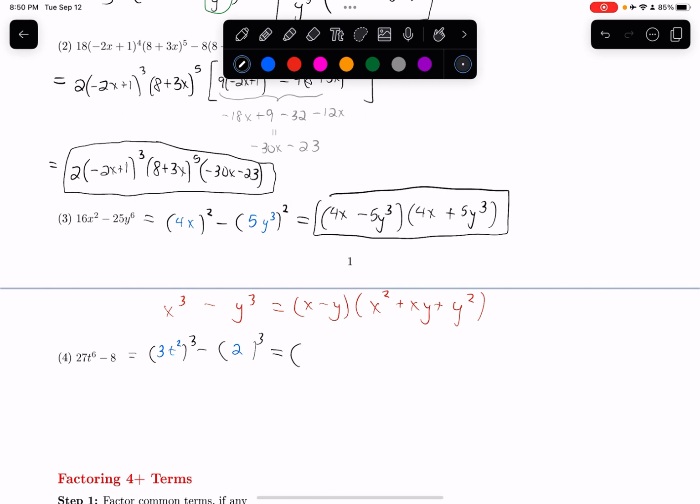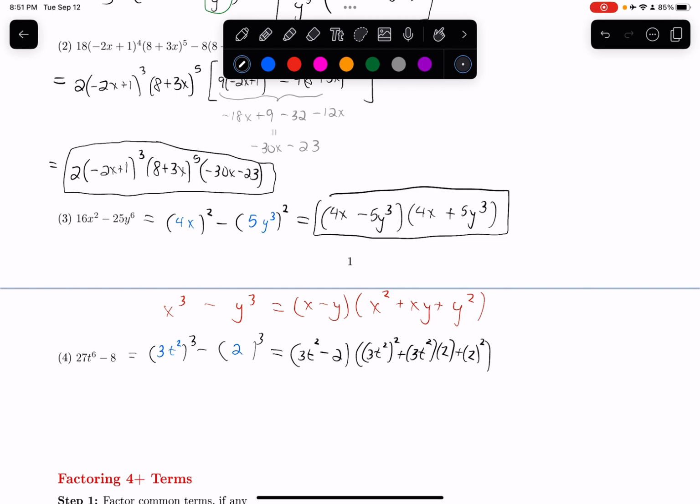I'm going to get to write it as my first parentheses times my second. And essentially anywhere I see x in this formula, I'm going to be plugging in this first thing that's getting cubed, that 3t squared. And anywhere I see a y in the formula, I'm going to be plugging in the 2. That's the second thing that's getting cubed. Okay, so that's going to give me 3t squared minus 2, and then x squared, which is, well, it's 3t squared, that whole thing in parentheses getting squared, plus x times y, so that's 3t squared times 2, plus y squared, so that's going to be plus 2 squared.